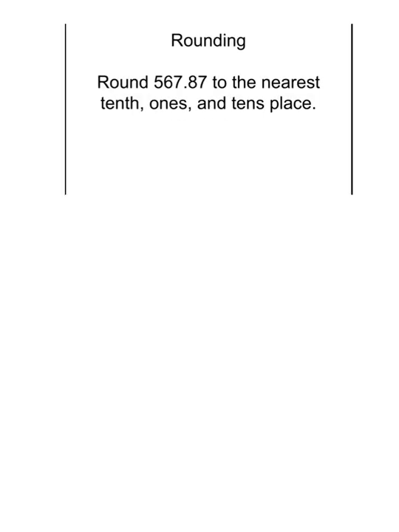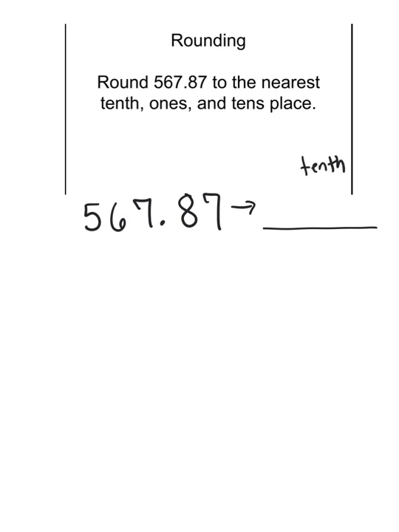Okay, now for rounding, I'm going to get you started and let you finish this one on your own. 567 and 87 hundredths. You're going to round it to the nearest tenth. And then you're going to round the same number to the nearest whole number using the ones place.